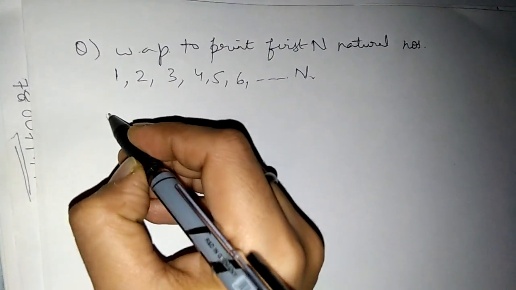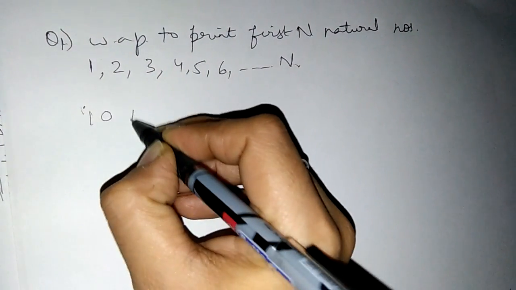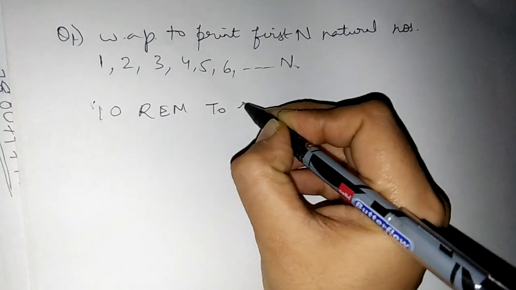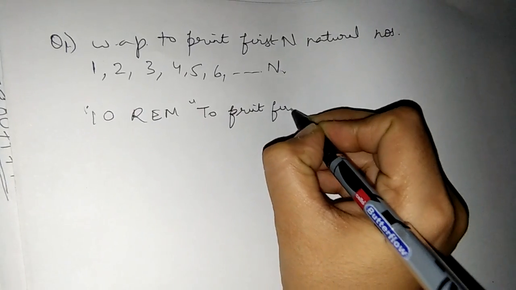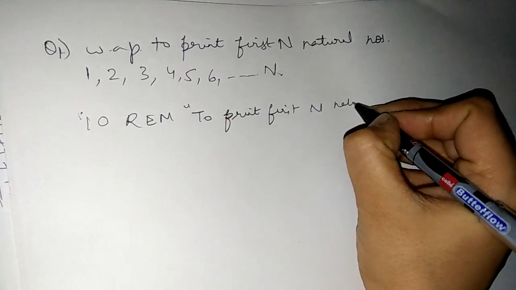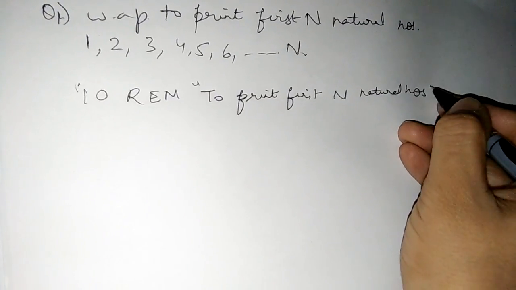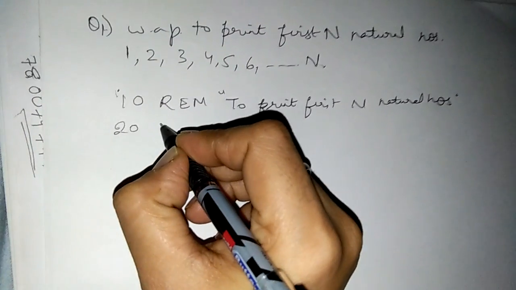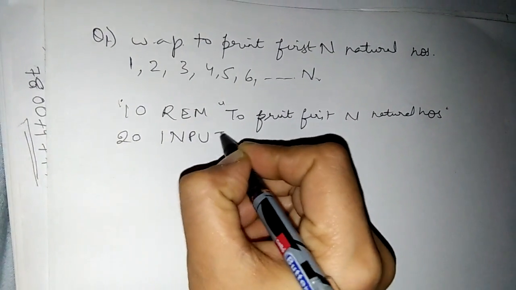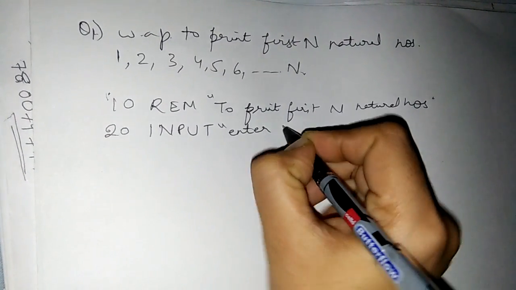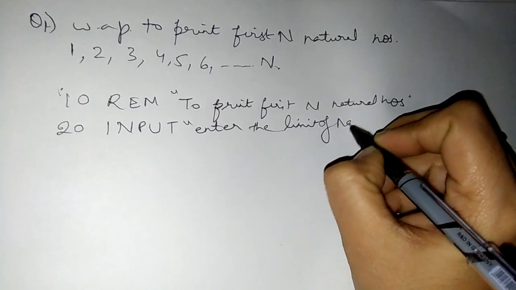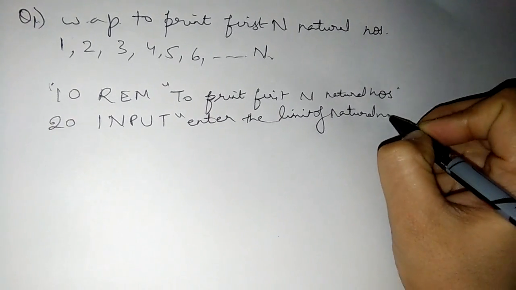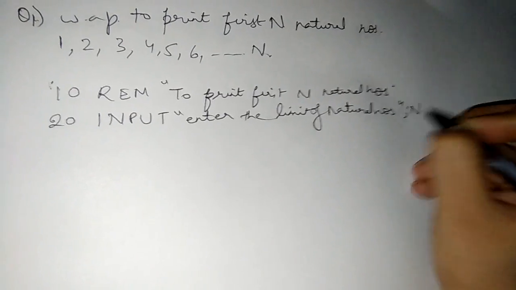So what we will do? First is your REM statement. REM to print first n natural numbers. 20 INPUT "Enter the limit of natural numbers", that is the value of n.